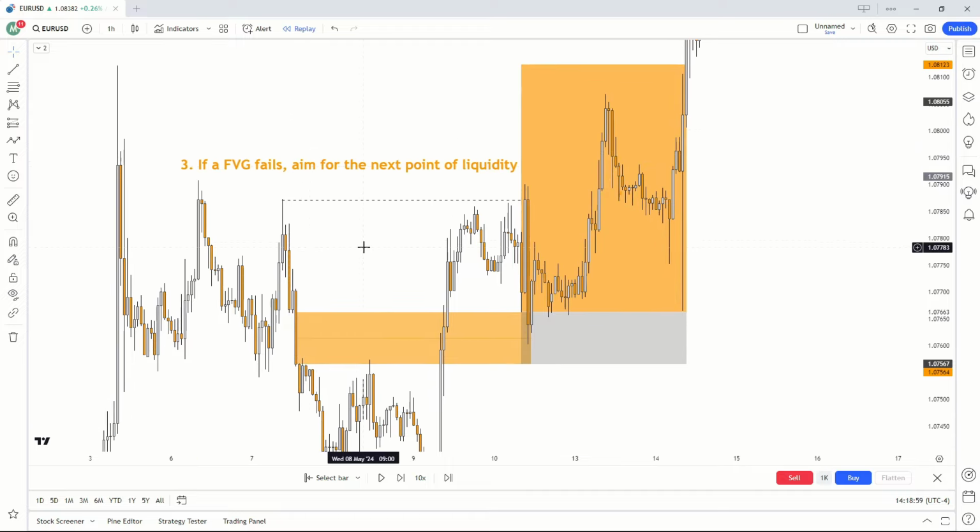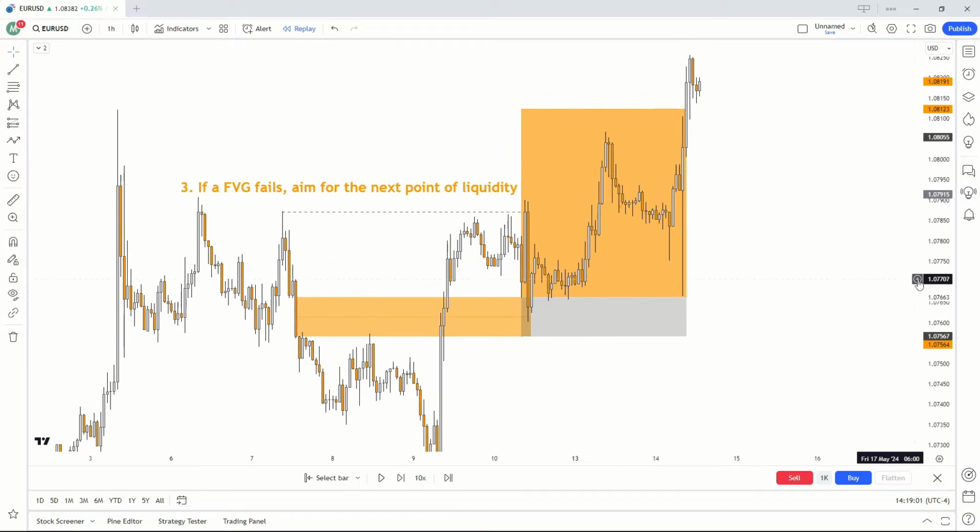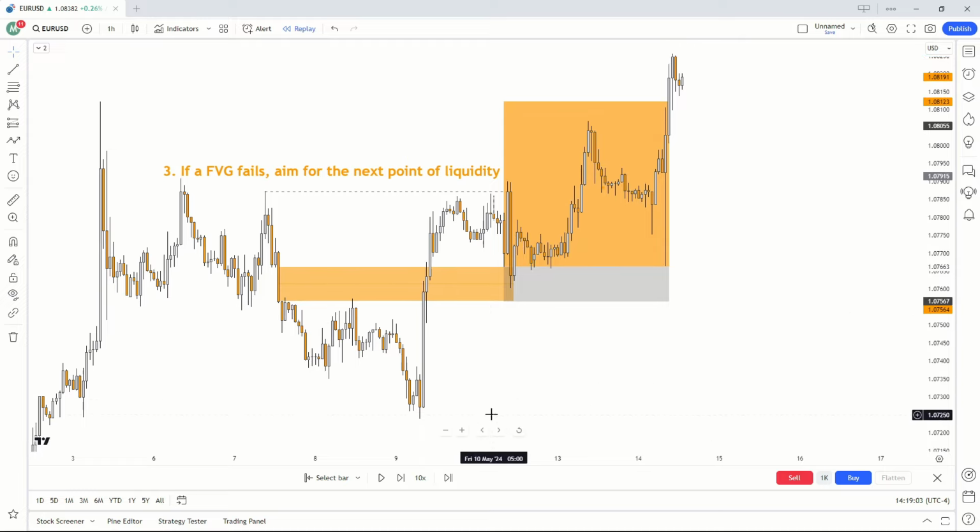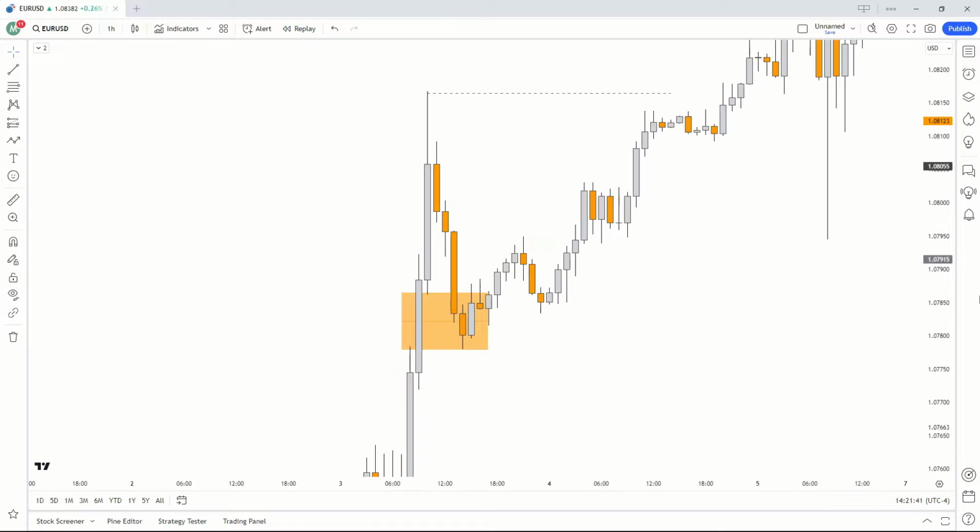If a fair value gap fails, it does not mean all is over. Now, I'm going to show you guys a couple more examples on how you can use all these steps together in order to frame a bias, frame trades, whatever you guys are looking at. So let's get into it. Now, using all the steps I've taught you in this video, I'm going to show you guys a trade example.